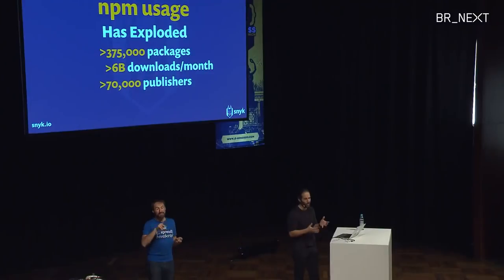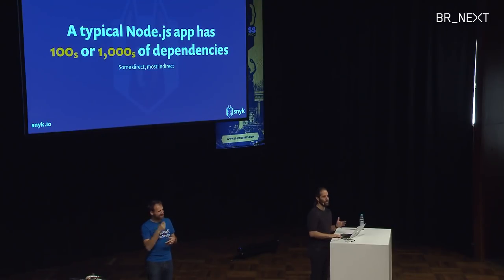And NPM is also awesome. And as a result, its usage has exploded. I'm picking on NPM, but really this is true for package management as a whole, and it has some ridiculous number of downloads and packages every time I need to update the slide. And the result is that a typical application, and I will focus on Node, but this is increasingly the pattern in front-end JavaScript as well, has a ton of dependencies, hundreds, oftentimes thousands. One study put it at 350 on average.